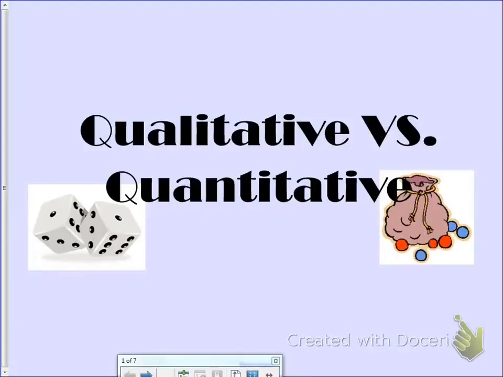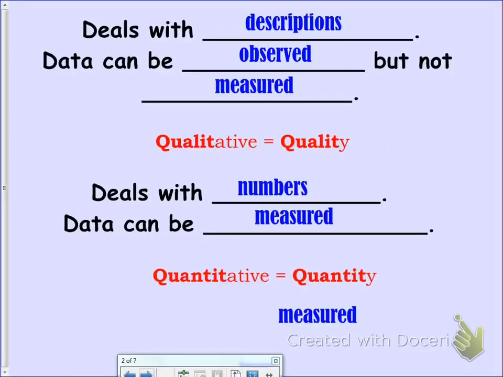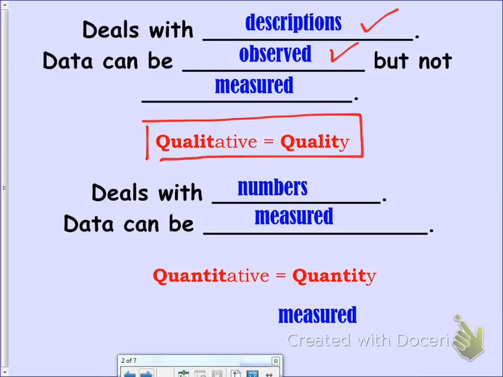Alright, in this video we're going to talk about the difference between qualitative versus quantitative probability. These are two big fancy words for a topic that's not really that hard to understand or deal with. Qualitative deals with descriptions. The data can be observed but not measured. So the big thing that you need to know about qualitative is that it is the quality of something. So it is descriptions. You can observe it, but you cannot measure it with numbers.